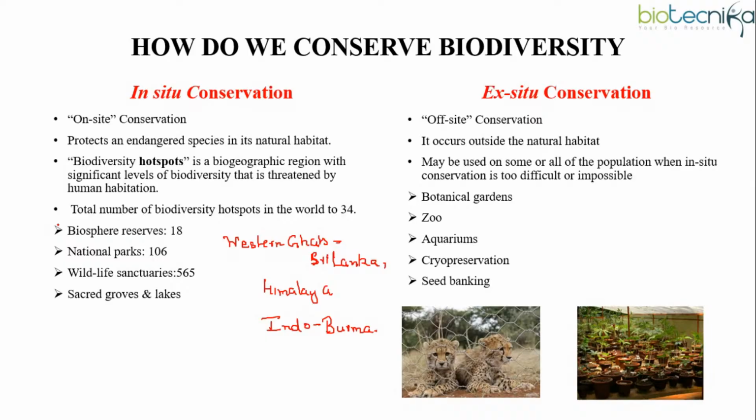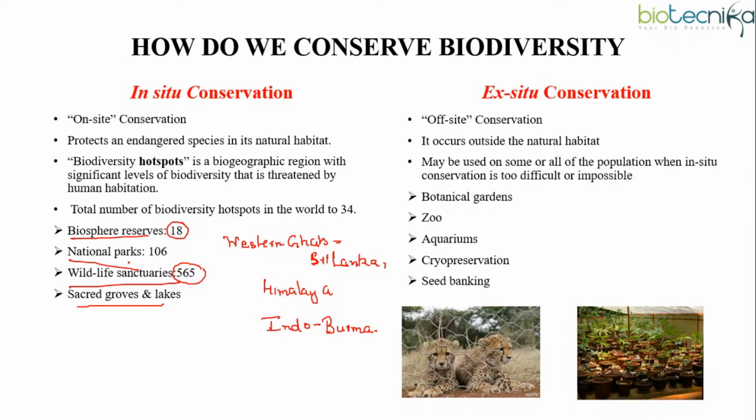So here I have mentioned some of the examples of in situ conservation. These are biosphere reserves, so total 18 have been identified. National parks, 106. Wildlife sanctuaries, 565. And then we have some sacred groves and lakes as well.